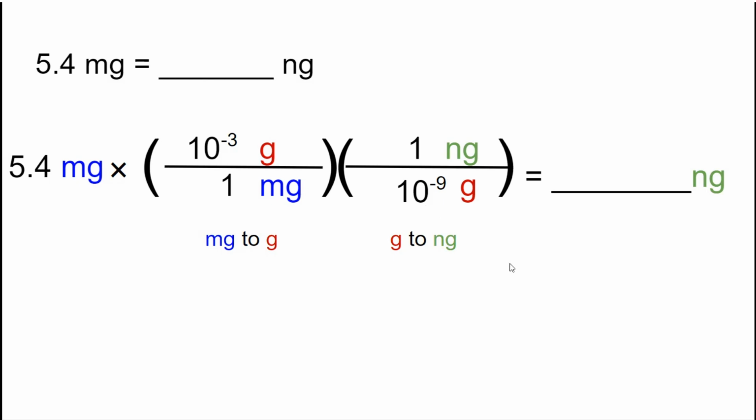All right, so after we have set everything up, let's cancel the units, okay? And then do the math. The math is 5.4 times 10 to the power of -3 divided by 10 to the power of -9, and then we can get 5.4 times 10 to the power of 6 nanograms as our final answer.